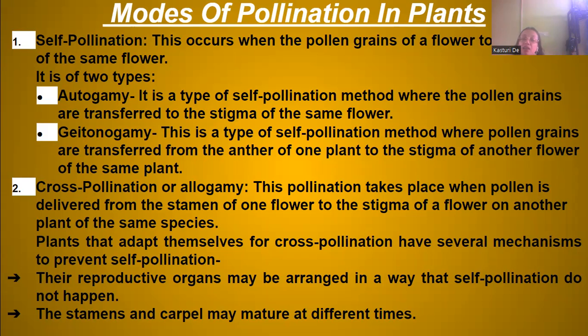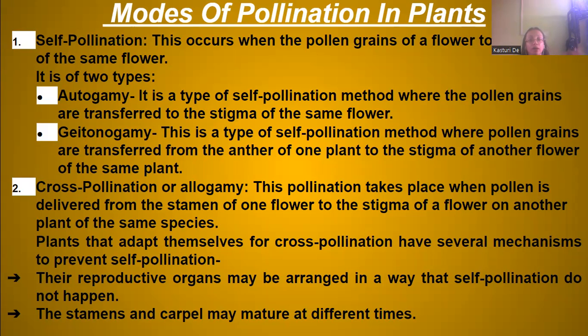So what are the adaptations? Their reproductive organs may be arranged in such a way that self-pollination does not happen. The stamens and the stigma are not in equal position, or they will mature at different times. These conditions all happen, so we will start discussing them. First, the reproductive organs may be arranged in a different way.